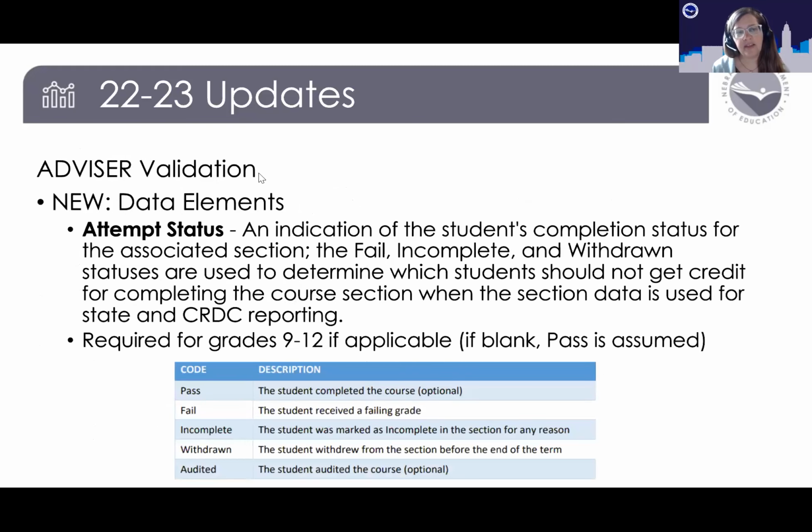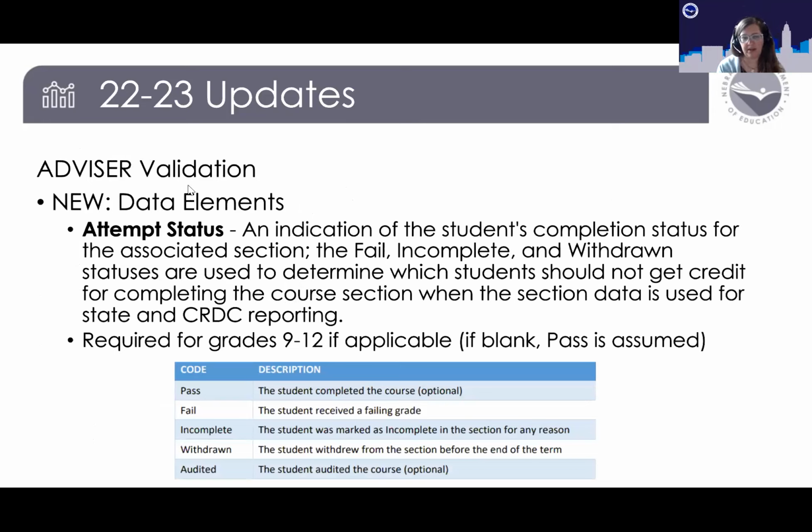All right. So then the updates for 22-23 advisor that are specific to advisor validation. We had a couple new data elements, and I'll talk about these a little bit, but Max has been talking about these for a long time every month at our data webinars. So a lot of this information has been talked about before, and we have resources, and I'll get to some of those resources later, but I just want to make sure that we note that.